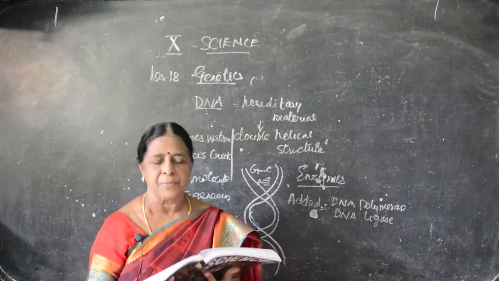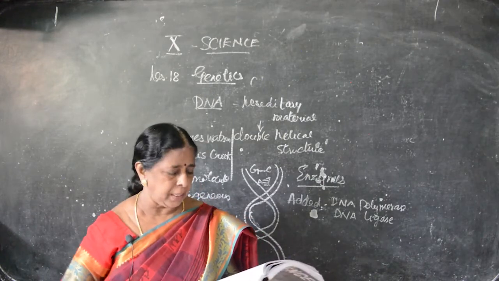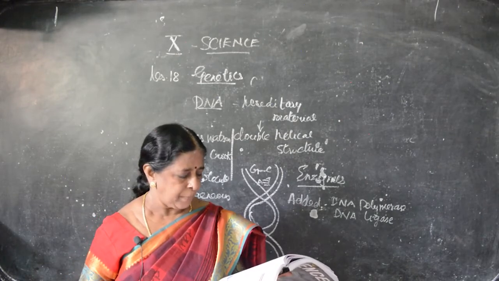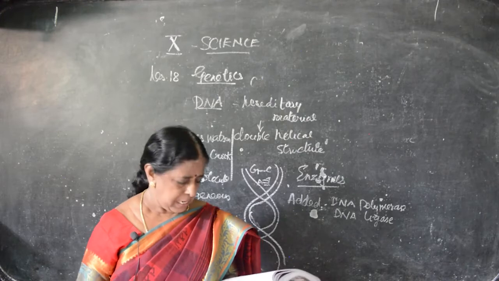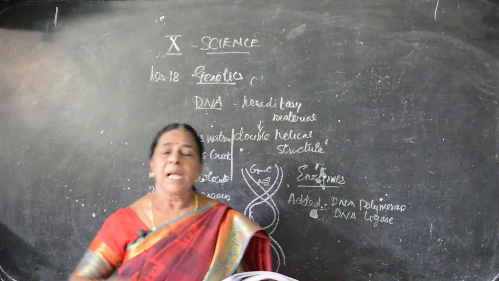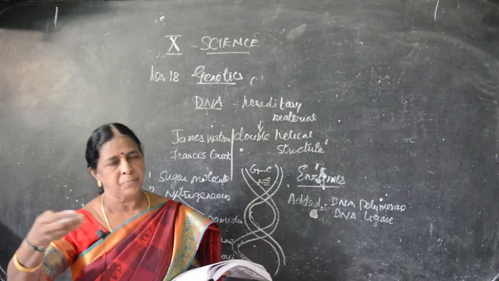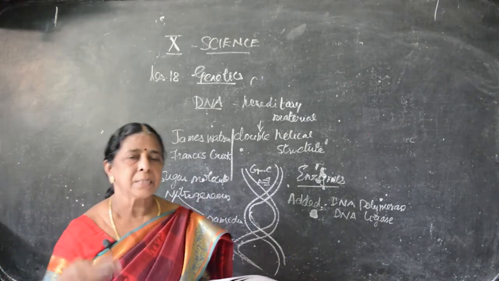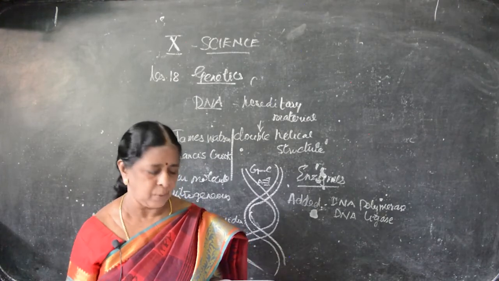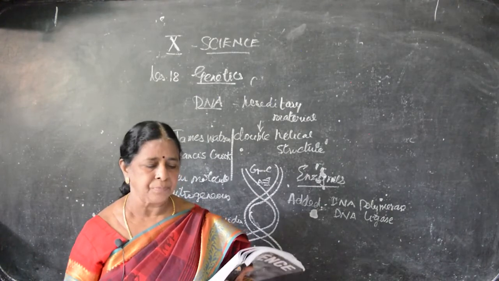What is the importance of DNA? Why do we need DNA? It is responsible for the transmission of hereditary information from one generation to another generation. Clear? That is, we got our parental characters. Our parents got them from their forefathers, their parents. This is because from a mango we get a mango only, from a cat we get a cat only. This is because of DNA.